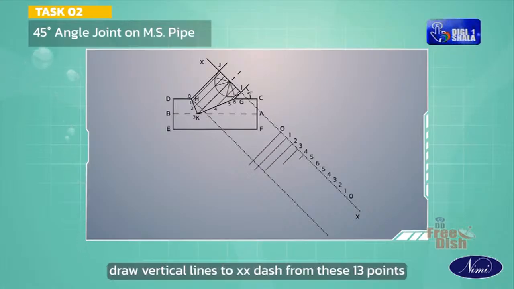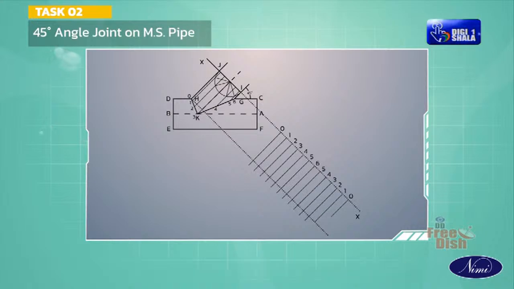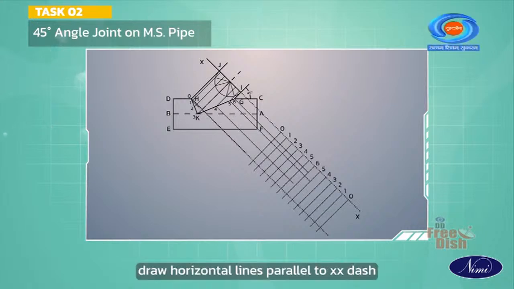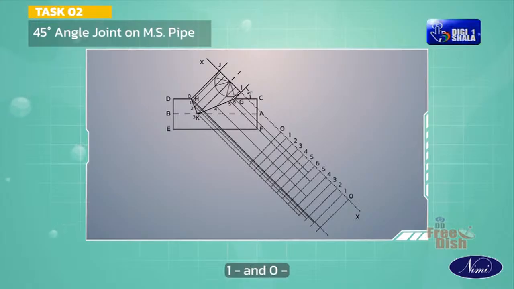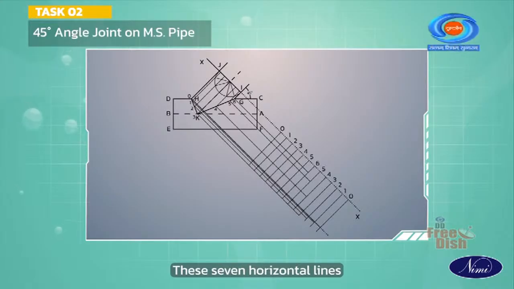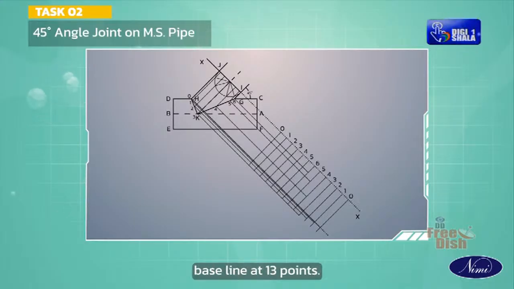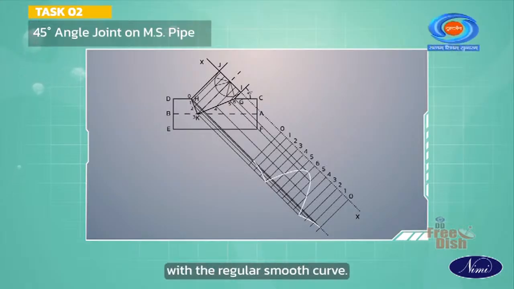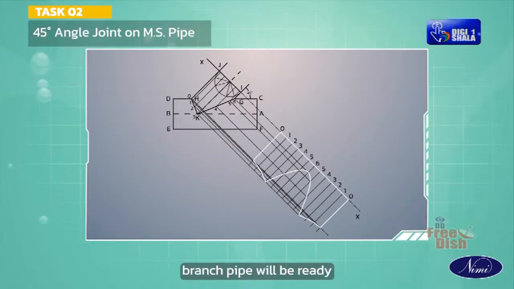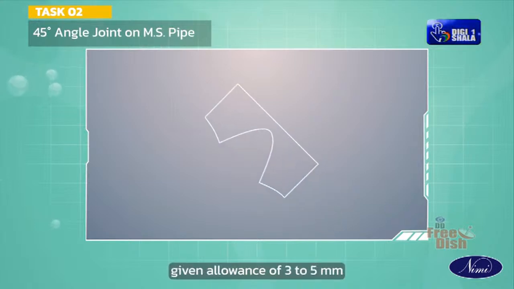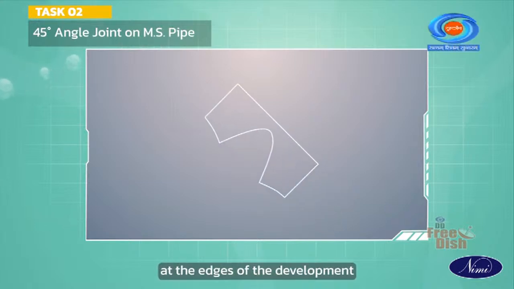Draw vertical lines to XX dash from these 13 points. Draw horizontal lines parallel to XX dash from points 6 dash, 5 dash, 4 dash, 3 dash, 2 dash, 1 dash and 0 dash. These 7 horizontal lines will cut the 13 vertical lines from the baseline at 13 points. Join the 13 cutting points with a regular smooth curve. Now, the required development for the 45-degree branch pipe will be ready. Give an allowance of 3 to 5 mm at the edges of the development.